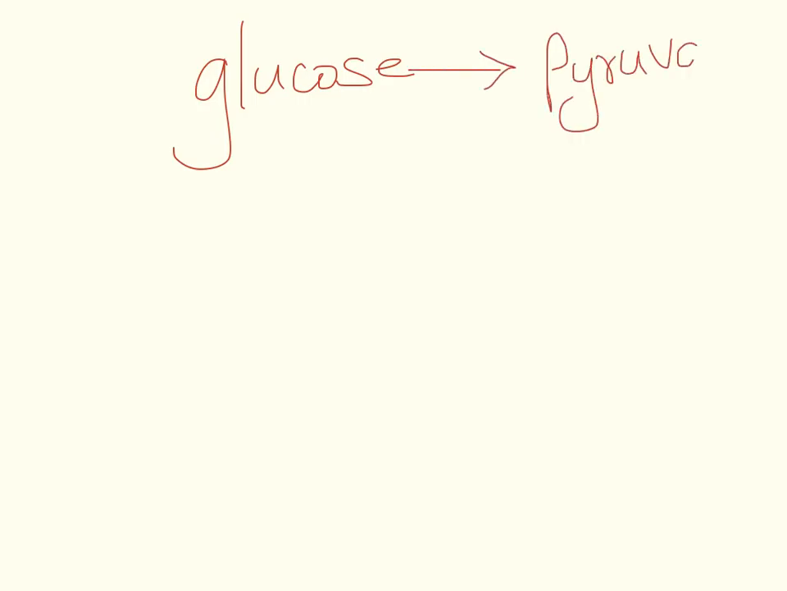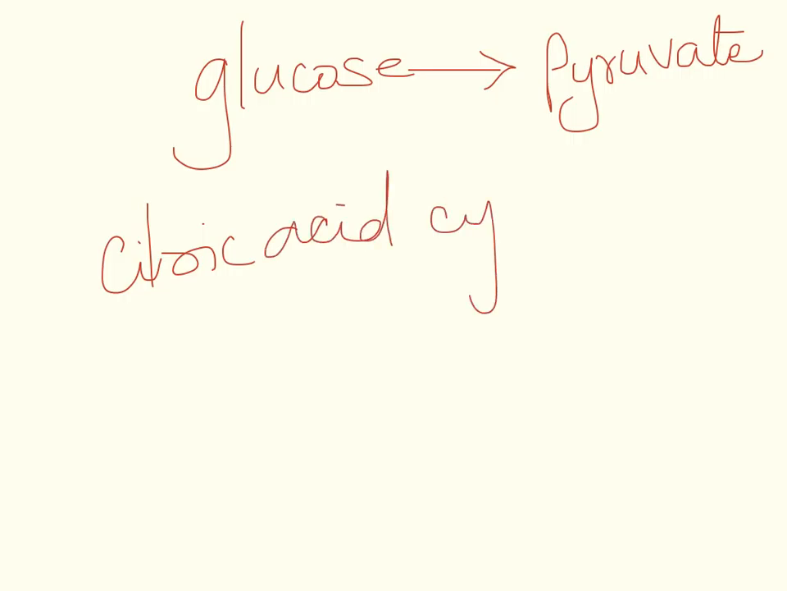Till now we talked about glycolysis, where glucose is converted to pyruvate. Then we talked about citric acid cycle, where acetyl coenzyme A gives CO2.